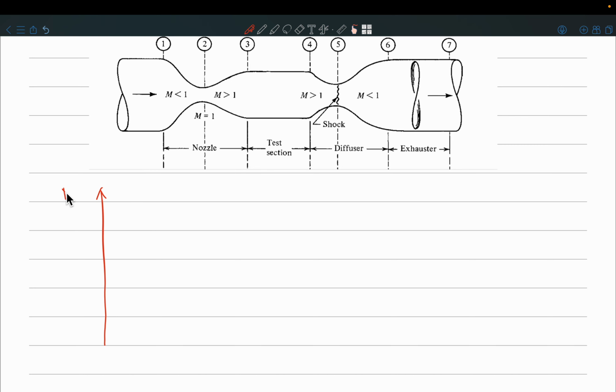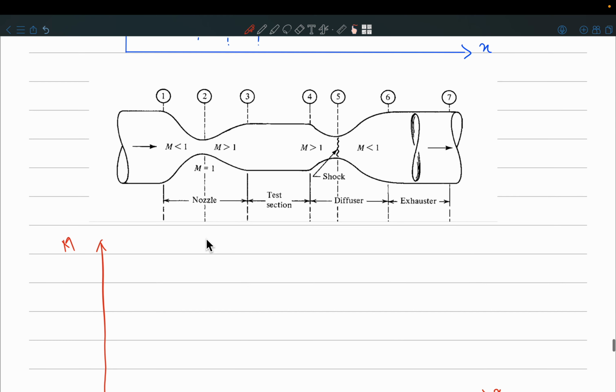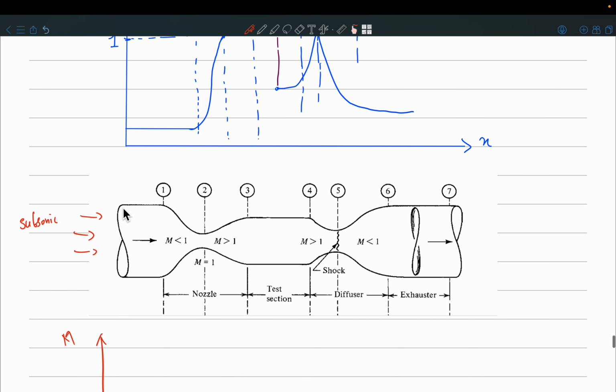So here I'll plot the Mach number, and this is the location. Okay, so now what do we have? We have a shock in the diffuser throat, and again the inlet is still subsonic, isn't it? So can you help me? What is going to happen to the Mach number?